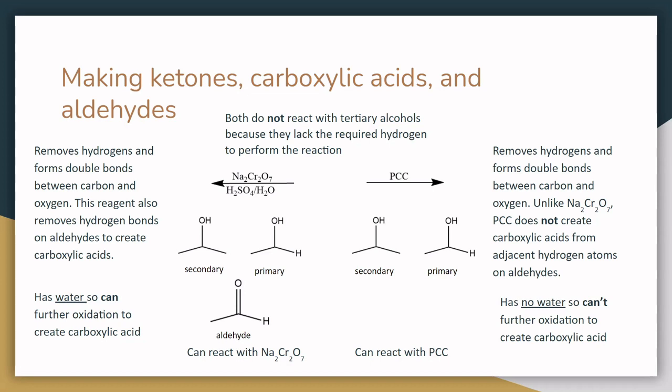This is because Na2Cr2O7 has water, and therefore will replace the extra hydrogen on primary alcohols and aldehydes with an OH bond instead. PCC lacks the water in its reaction, so it will only create ketones and aldehydes from primary and secondary alcohols. Both reagents do not react on tertiary alcohols because those alcohols lack the necessary hydrogen atom that needs to be removed to form the carbon-oxygen double bond.